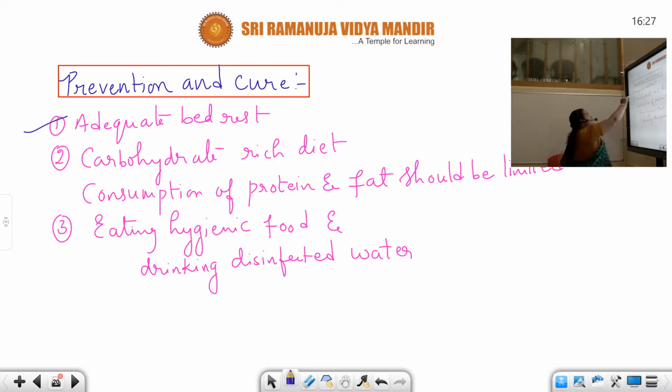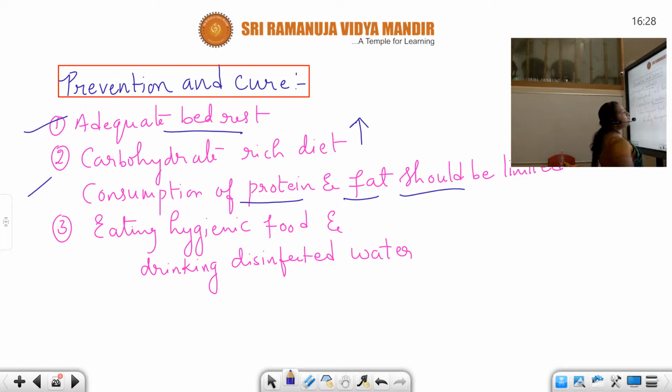By following adequate bed rest and a carbohydrate rich diet, we have to provide more carbohydrate rich diet to the patient, and consumption of proteins and fats should be limited. We should minimize the diet of proteins and fats for the individual, and give more doses of carbohydrate rich food, eating hygienic food and drinking disinfected water.